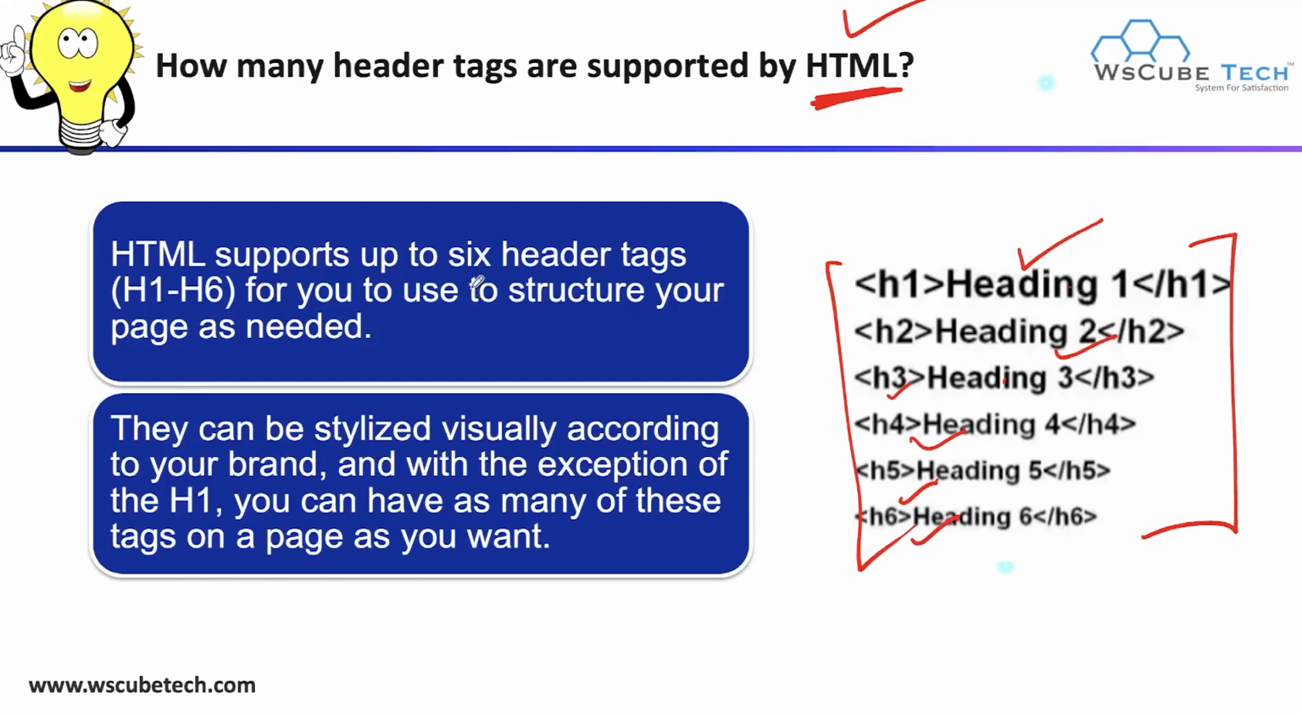So, HTML supports up to 6 header tags, from h1 to h6, and you can use them to structure your page as needed. They can be stylized visually according to your brand, and with the exception of the h1, you can have as many of these tags on a web page. On a single web page, you can use only one h1 tag. After that, you can use as many h2, h3 and other tags as needed according to your content.